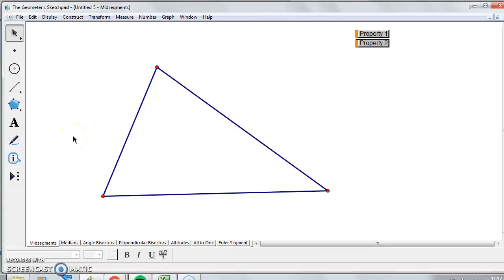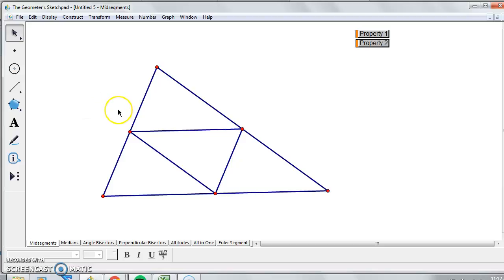Today we're going to learn about everything you need to know about triangle segments and centers. We're going to start off with mid-segments. The definition of a mid-segment is a segment that connects two midpoints of a triangle. So right now I'm going to construct the midpoints and then construct the segments between them.